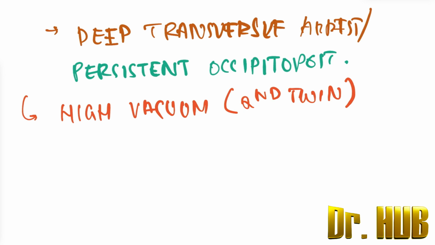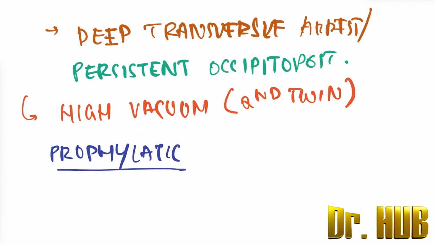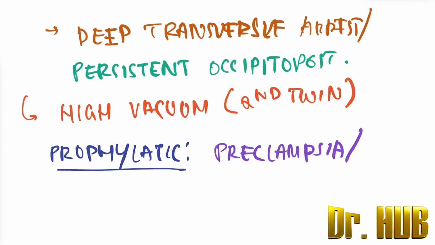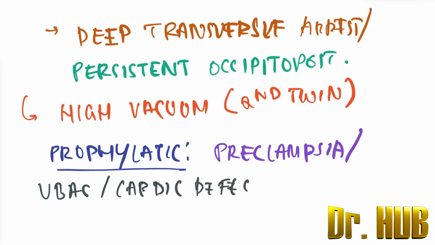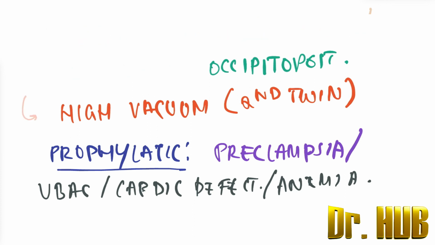Now let's look at some prophylactic indications. In terms of the prophylactic indications, there is the preeclampsia, as well as the VBAC, and also the cardiac defects, and the anemia. So in all these cases, the vacuum is indicated. That is, it can be used.